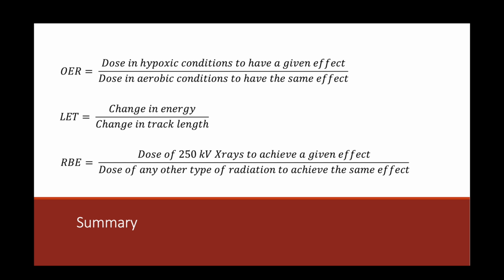LET is the change in energy over the change in track length, and it's really an average change in energy over the change in track length. And LET also increases as we get to more and more densely ionizing radiation. And then finally, RBE is the dose of 250 kV X-rays to achieve any given effect related to the dose of any other type of radiation to achieve the same effect. So RBE is really a measure of how well the radiation works, and the standard reference dose that we have decided on is 250 kV X-rays. So if you can memorize these three definitions and understand the relationship between LET, RBE, and OER, I think that is a very strong foundation to start answering test questions correctly related to these important concepts.